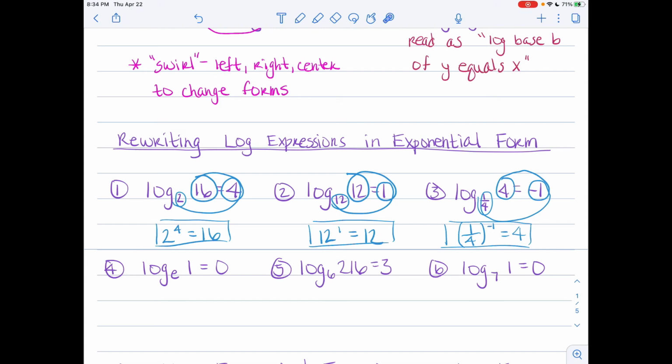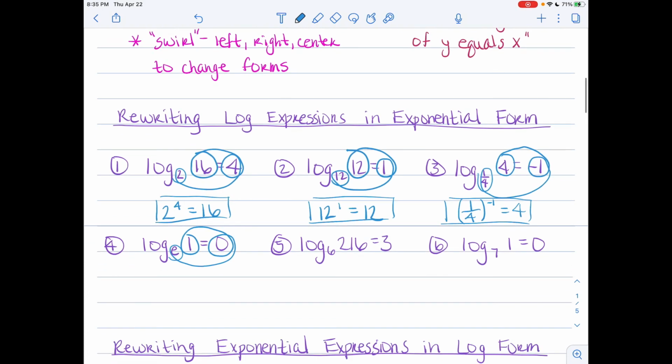Now we're going to do a base of e. Remember that we learned about the natural base last class. So in order to rewrite, I'm going to swirl again. e to the 0 power is 1. Well, that makes sense because remember our 0 exponent rule, any number, it doesn't matter if it's an e, if it's a 1, if it's a 1 million, any number raised to the 0 power is always 1. That was one of the rules we learned back in chapter 6.